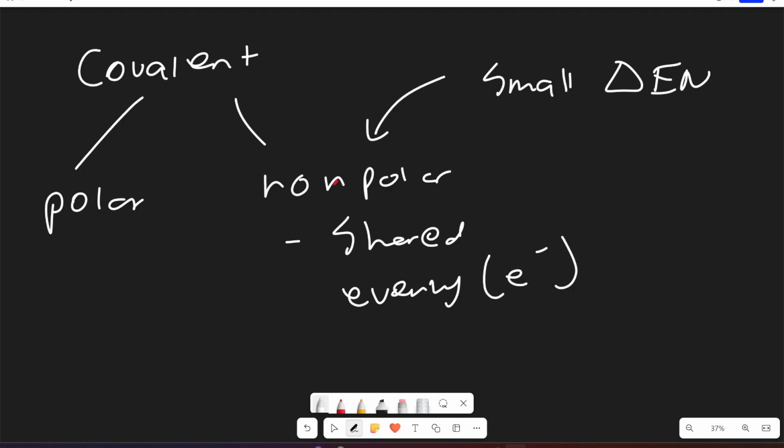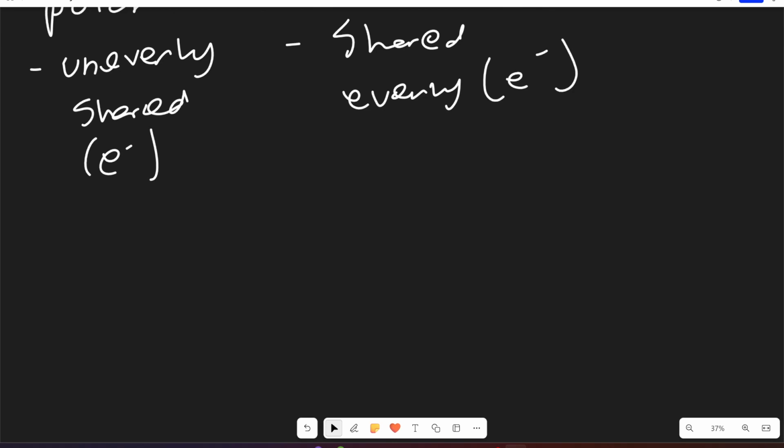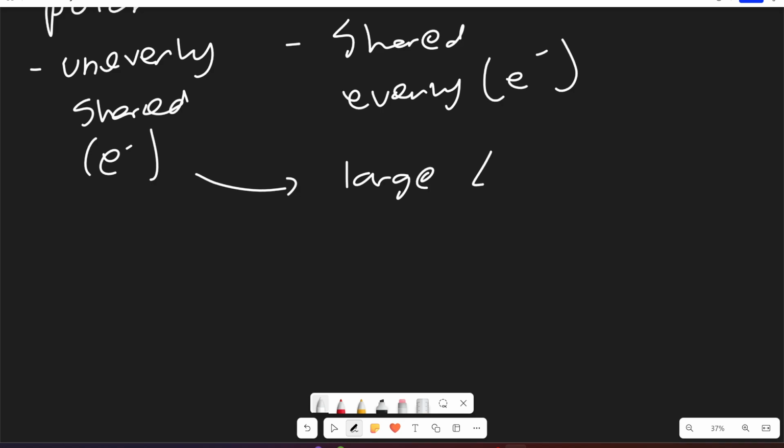And polar is when the electrons are unevenly shared. One thing I forgot to mention is that this will have a large delta EN, because you have one atom that really wants all the electrons, and another that doesn't want them as much, so it'll basically pull the electrons away.